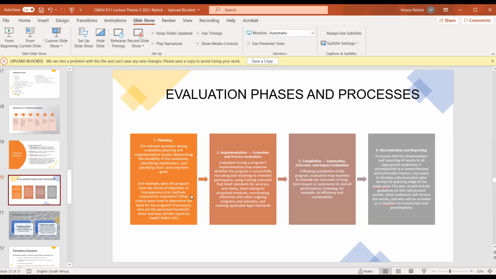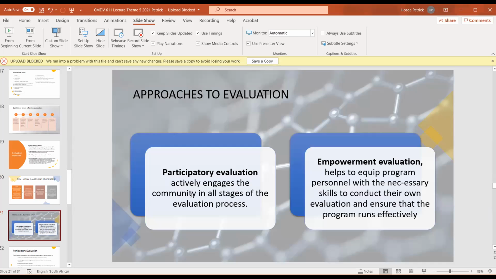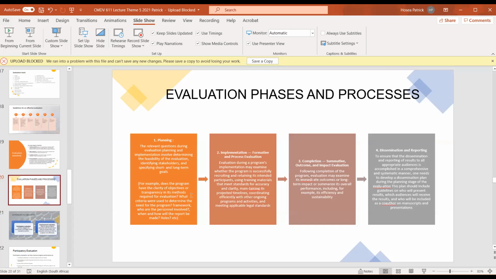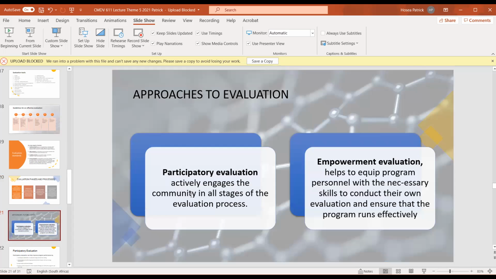And then the final thing that we're going to look at is the approaches to evaluation. There's the participatory approach to evaluation, and there's the empowerment approach to evaluation. When we talk about the participatory approach, we talk about actively engaging the community in all stages of your evaluation process, as the word implies, right? So participatory evaluation actively engages the community in all stages of the evaluation process. This process that we just did at the planning, the implementation, the completion, and the reporting stage. That's what happens in the participatory approach.